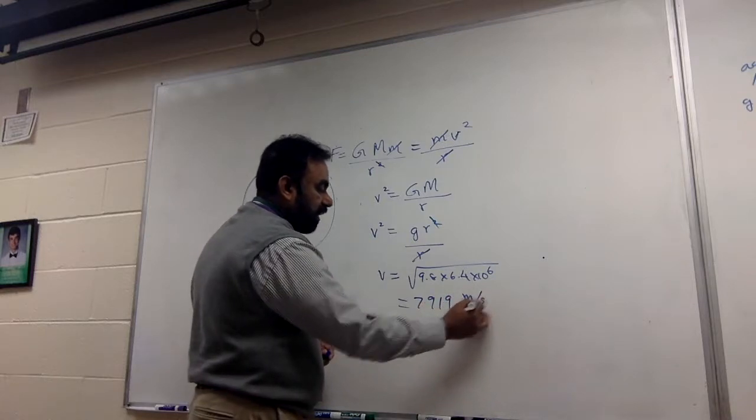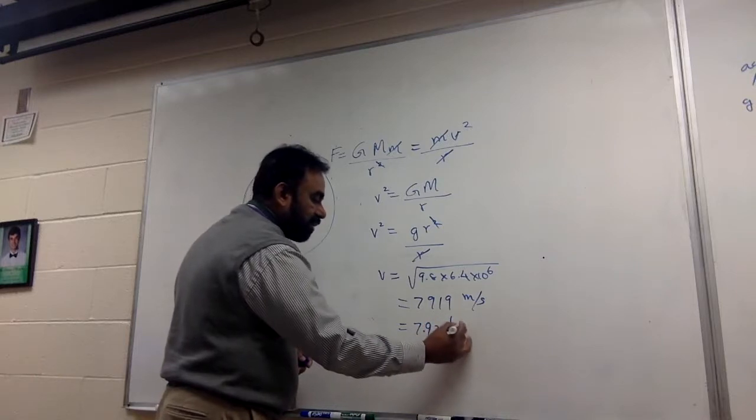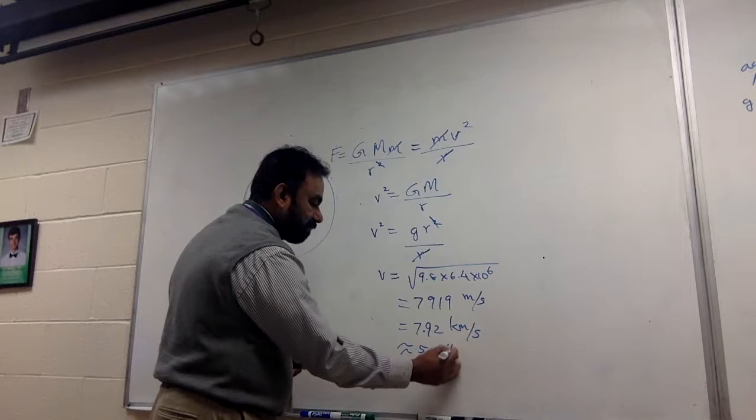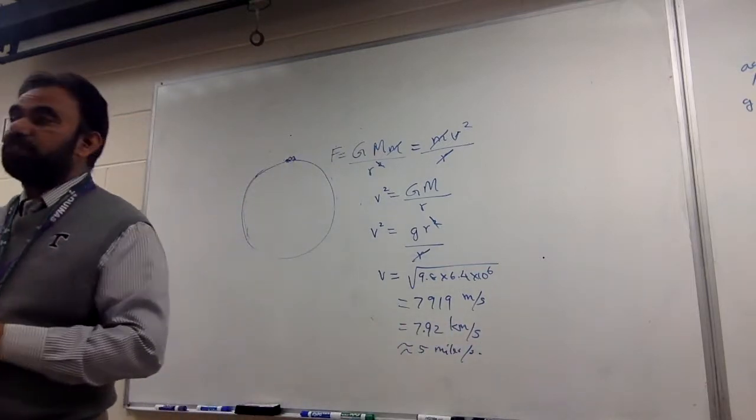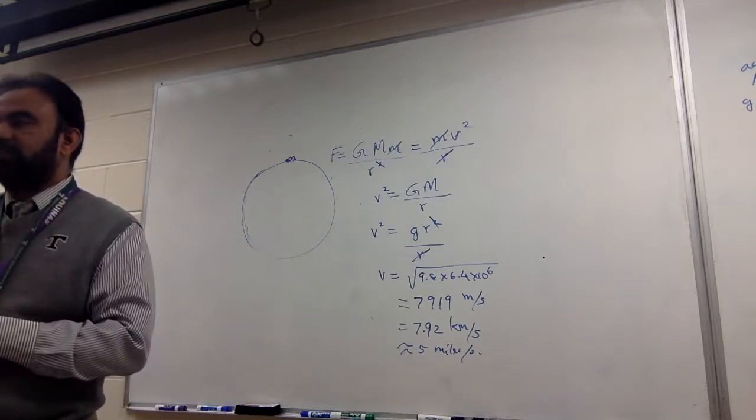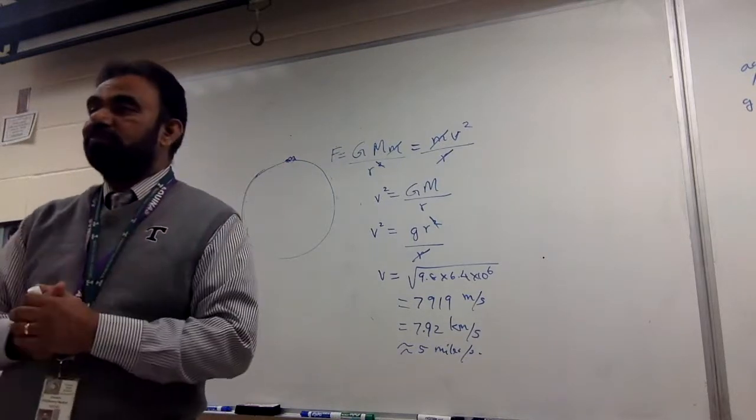7.919 meters per second, which is 7.92 kilometers per second, which is approximately 5 miles per second. If I can throw something at a speed of 5 miles per second, then it will orbit. That's fast. Or how fast should I drive my car so that it will start orbiting?